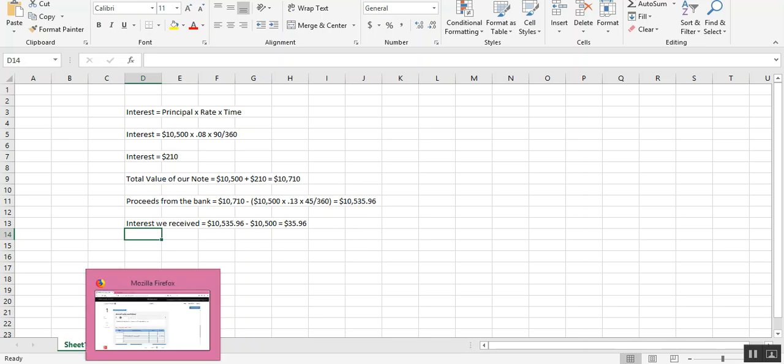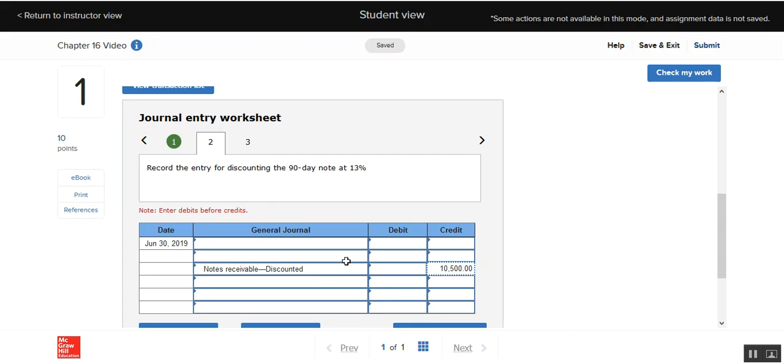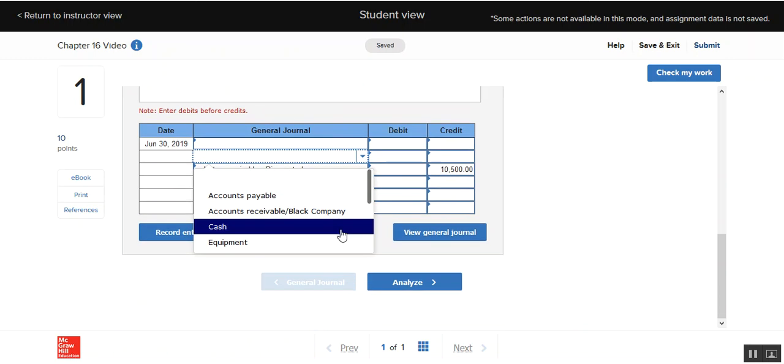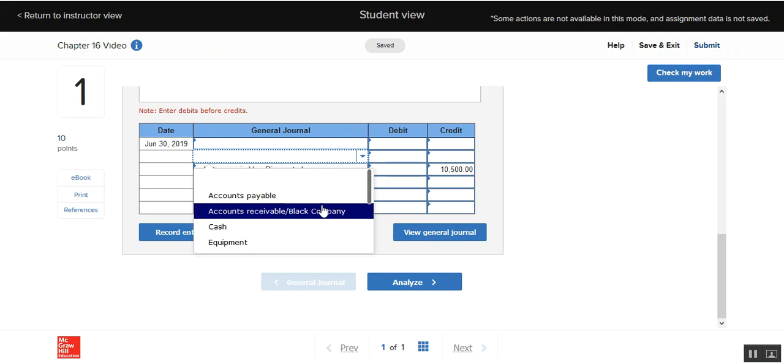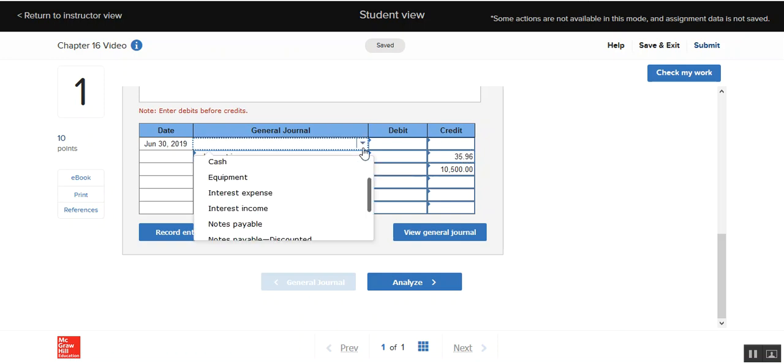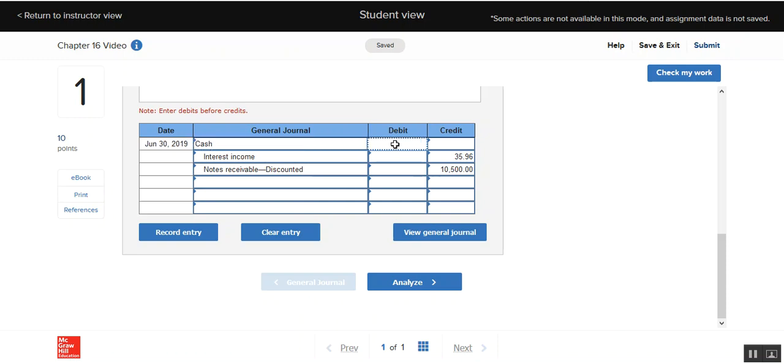So I'm going to jump back over here to Connect, and we actually had some interest that we just calculated, so we've got to record that interest, and that would be interest revenue or interest income, and that's the $35.96. And the other thing that you have to think about, well, if we gave this note to the bank, what did they give us? They gave us cash. So the cash that they gave us, and we just calculated that, was $10,535.96.